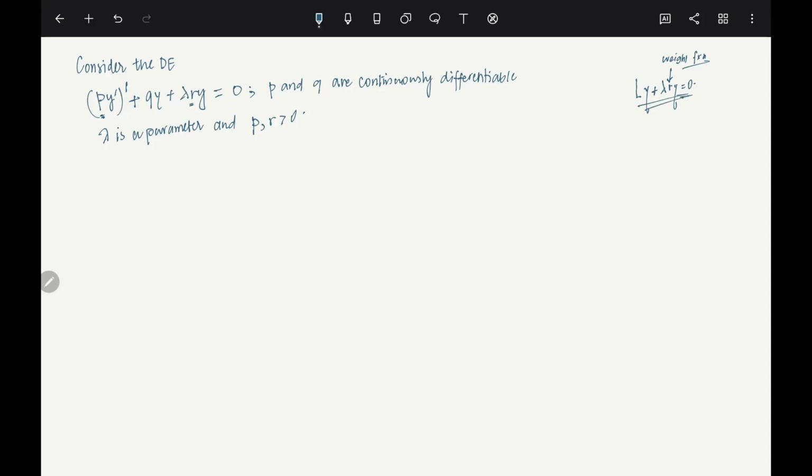Again, if we are writing like this, please remember p has to be positive. The first coefficient p corresponding to (py prime) prime has to be positive, and along with that the r which is along with lambda, the weight function r, has to be positive. These two conditions are vital for this sort of thing to work. Otherwise, without this, if p is 0 or something like that, then this is not a regular boundary value problem. So this will be in this case a singular boundary value problem.